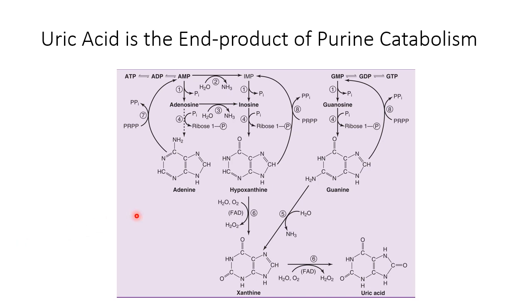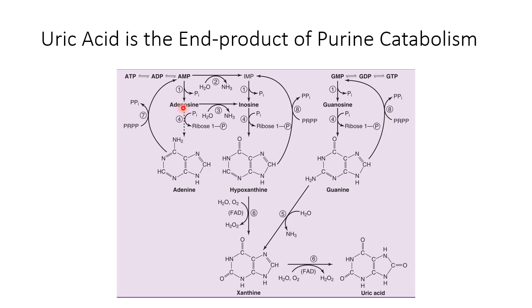So you have here an image showing you that adenosine triphosphate and guanosine triphosphate, when catabolized, end up as uric acid. So let's go through this image. Adenosine triphosphate, once you dephosphorylate it, will form adenosine monophosphate. Adenosine monophosphate, if you remove the final phosphate group via dephosphorylation, you will form adenosine, which is just adenine with the sugar.